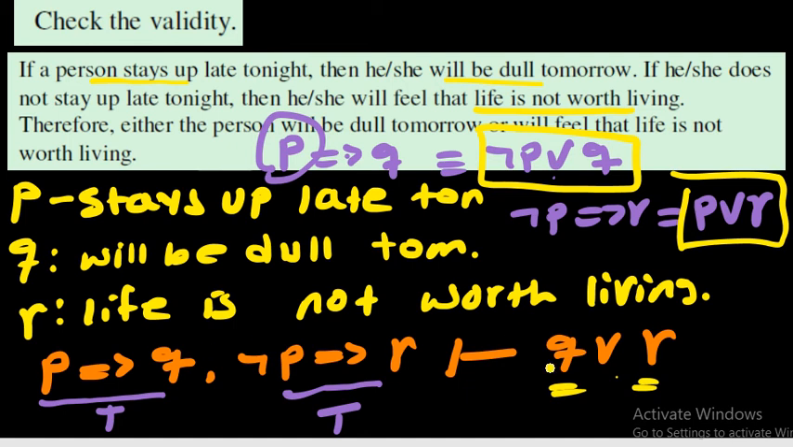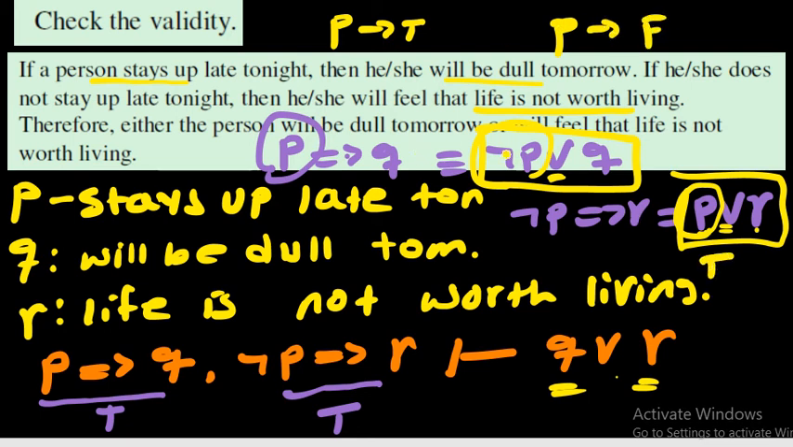To say this is valid, it's enough to know the truth values of Q or R. If Q is true, the whole thing will be true, or if R is true, the whole thing will be true. But Q is combined with negation P by OR here, and R is combined with P by OR, both by disjunction. So if P is true, what will happen? If P is false, what will happen? Let us see both cases. We do have two cases now.